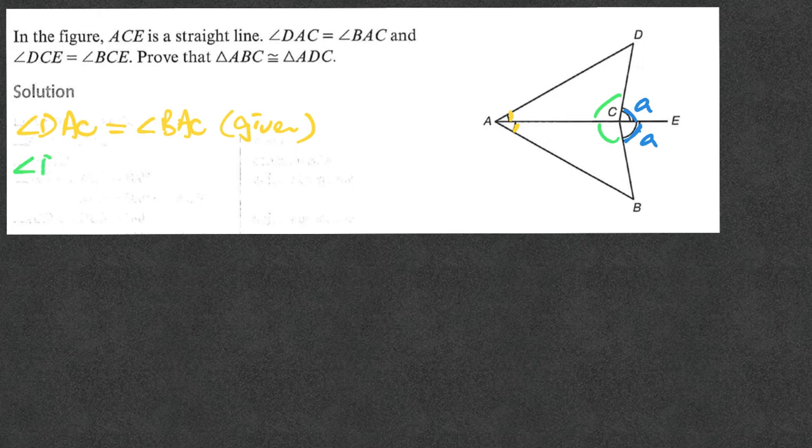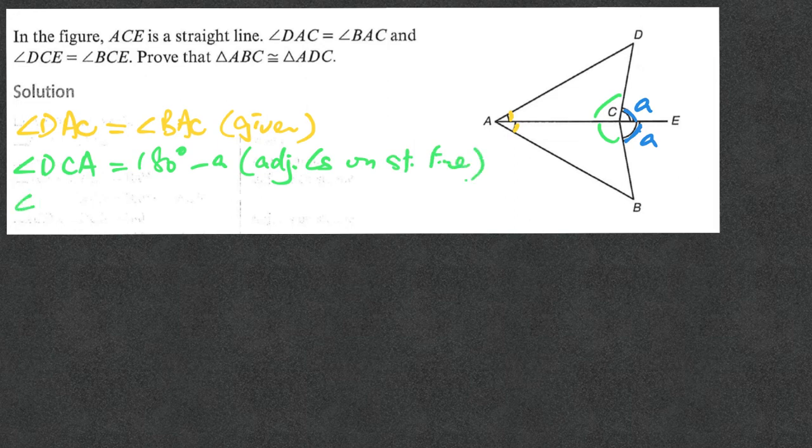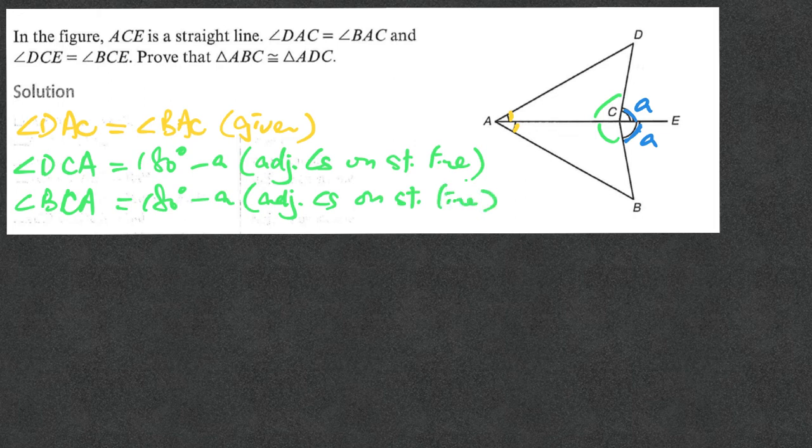So as a result, you write angle DCA is not A, it is 180 degree minus A, because of the reason called adjacent angles on straight line. Similarly, you can also say angle BCA equals 180 degree minus A, adjacent angles on straight line. As a result, you can now conclude that the two angles DCA and BCA are equal to each other.